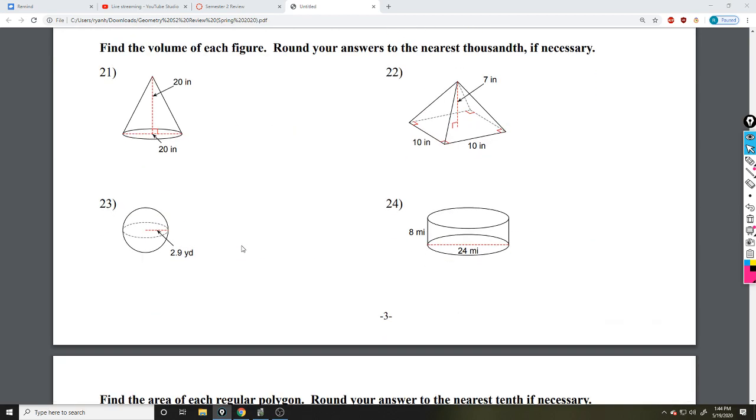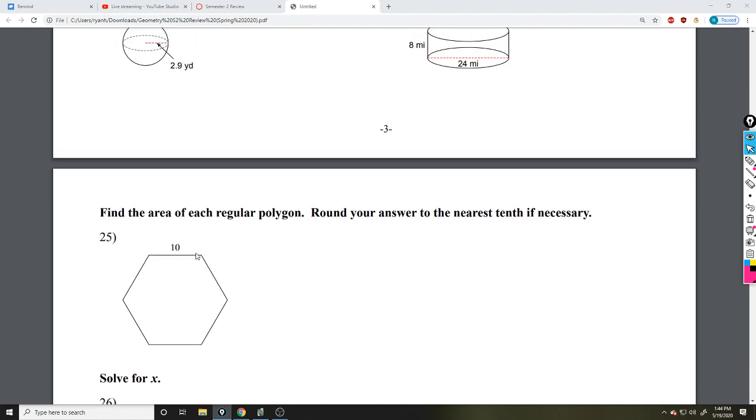I want to do the regular polygon, and then I want to do the surface area and volume stuff, and then we'll stop for today, and we'll finish the rest tomorrow. Tomorrow should be a shorter stream. It shouldn't take as long. That'll take us pretty well past halfway done. So, area of a regular polygon.